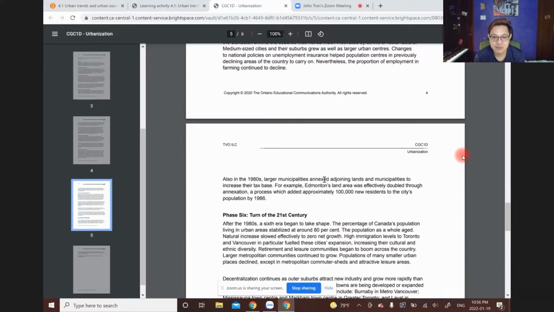100,000 new residents were added to the city population in 1986. This example means Edmonton's land area was effectively doubled. It means that before, Edmonton was smaller, but now it annexed a piece of land into it. So basically, it becomes double in size now. That's what it means.